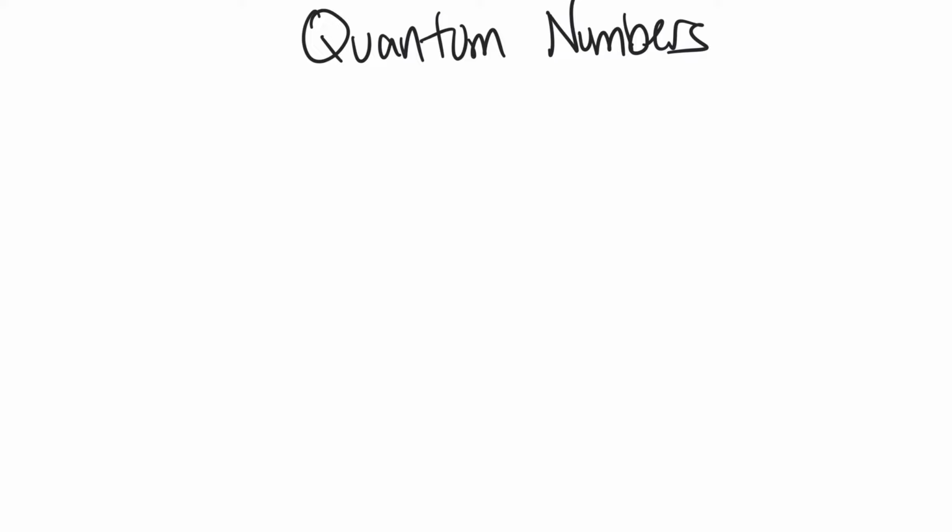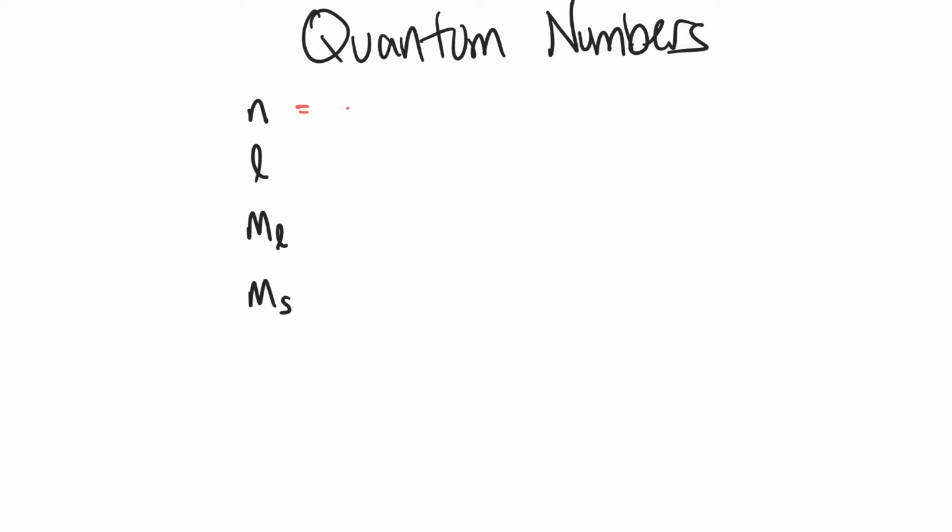There are four things, or four numbers, we need to know, and we call these numbers quantum numbers. The four numbers that we need to know to find the most probable area to find an electron are n, l, m sub l, and m sub s. These are your four numbers. Now let's talk about what each of these numbers are.